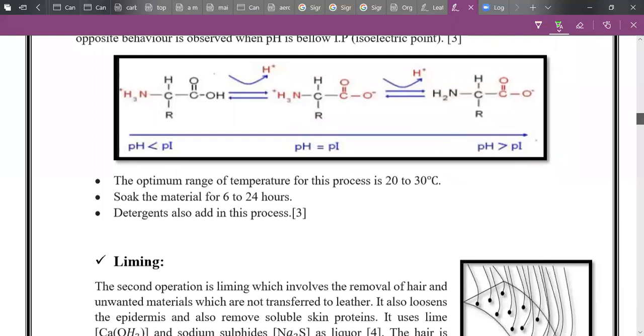The optimum range of temperature for this purpose is 20 to 30 degrees. Soak the material for 6 to 24 hours, and we also add a little amount of detergent.